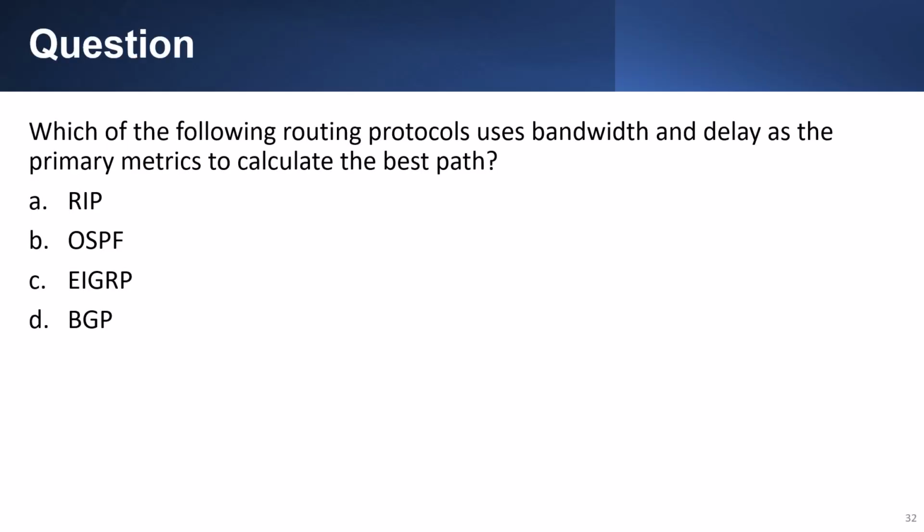Question: which of the following routing protocols use bandwidth and delay as the primary metrics to calculate the best path? Answer: EIGRP.